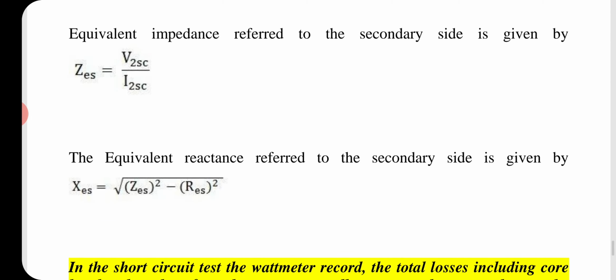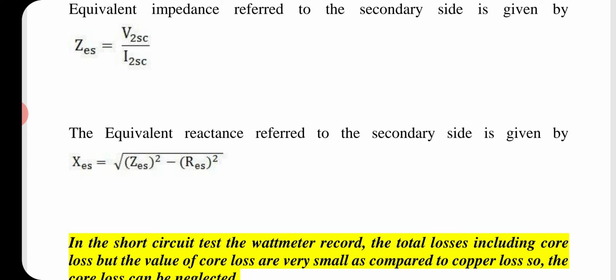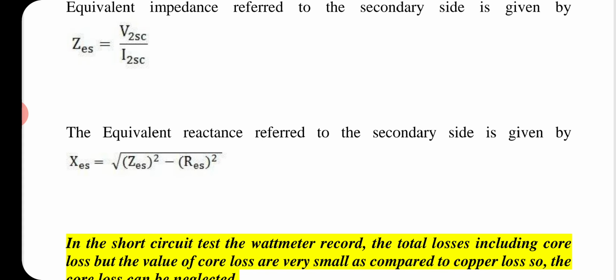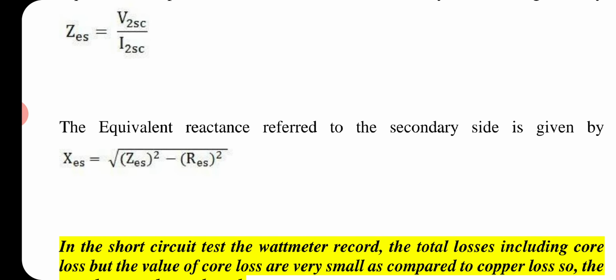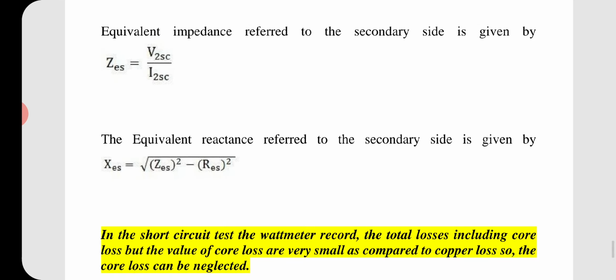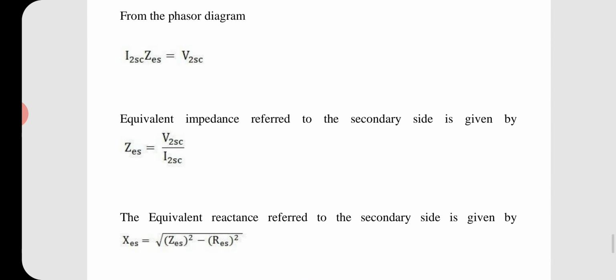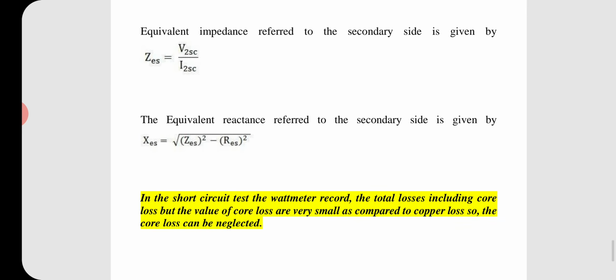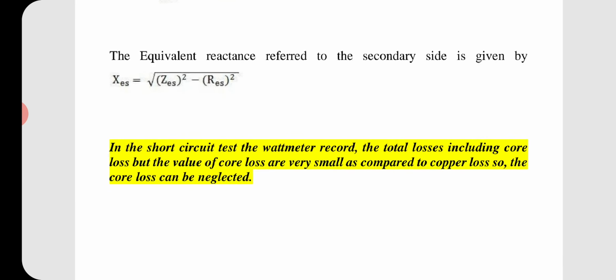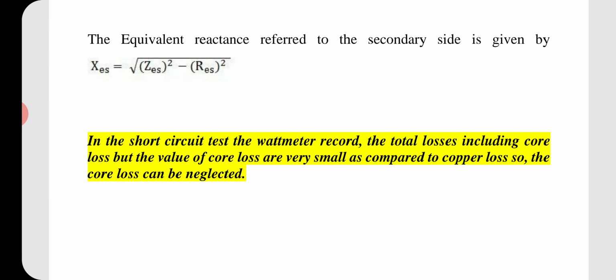Now, the equivalent reactance referred to the secondary side can be given as XES equals the square root of ZES square minus RES square. So here we have found various circuit parameters. In the short circuit test, the wattmeter records total losses including core loss, but the value of core loss is very small as compared to the copper loss. So the core loss can be neglected.